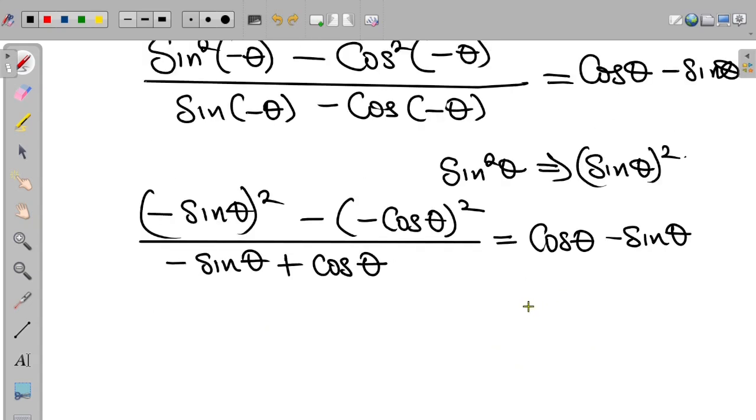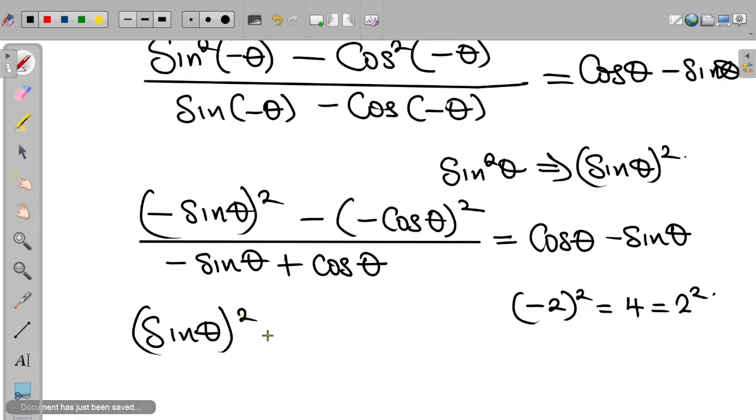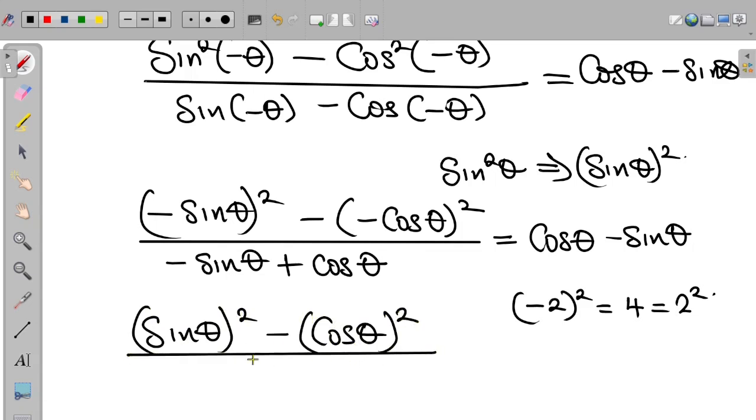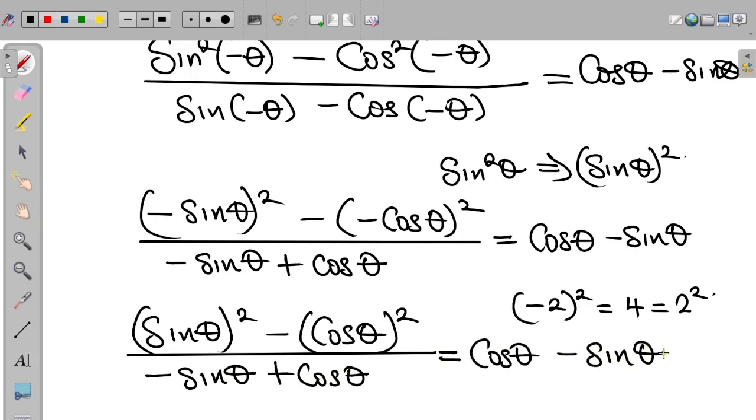Also note that if I have (minus 2) all squared, this is equal to 4, which can also be expressed as 2 squared. So therefore, the numerator becomes (sine theta) all squared minus (cos theta) all squared, divided by minus sine theta plus cos theta. And we have to show that this is equal to cos theta minus sine theta.